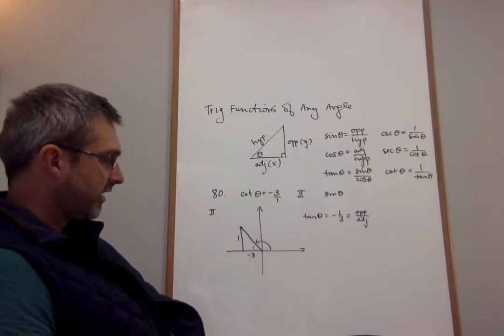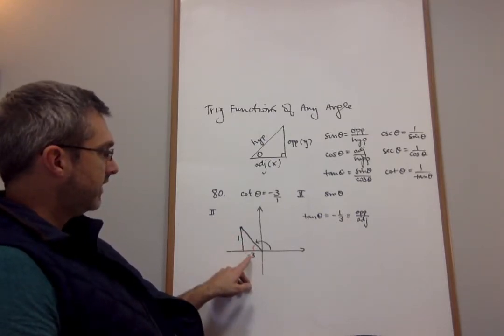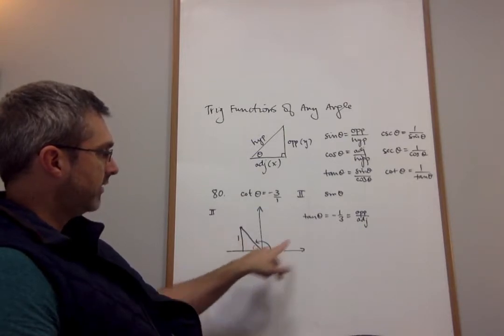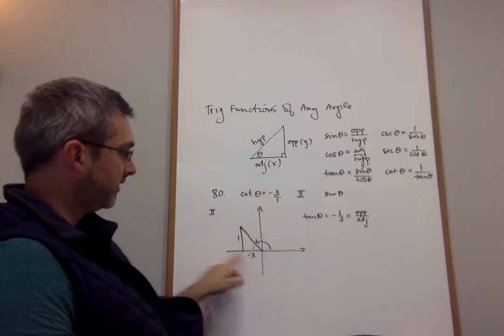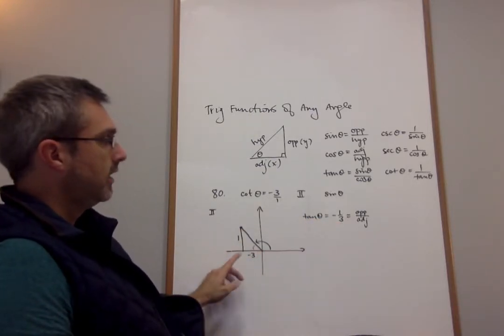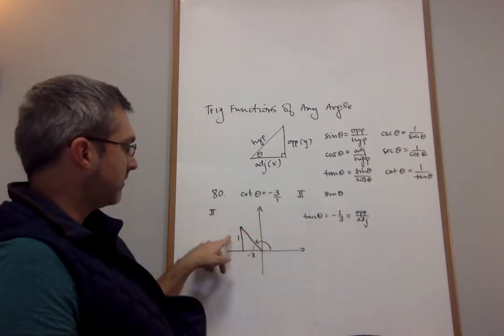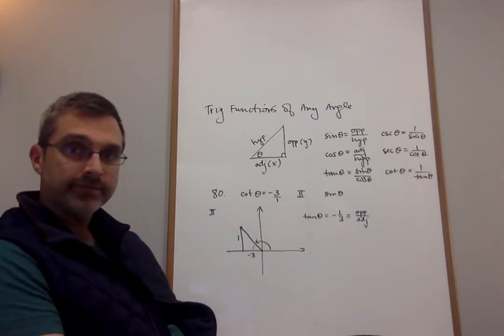Notice I didn't draw my triangle very well to scale, but that's fine. If I took opposite over adjacent, 1 over negative 3 would give me that answer. The negative is here because of the x part. And since it's a fraction, opposite over adjacent, the opposite is going to be the top part and the adjacent side is going to be the negative part. Okay?